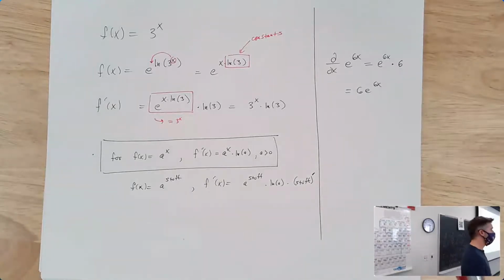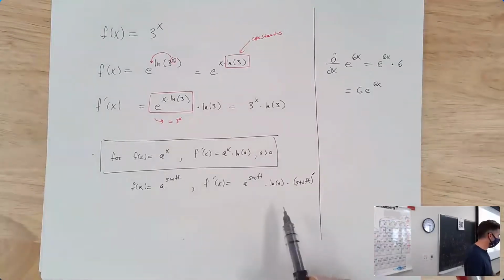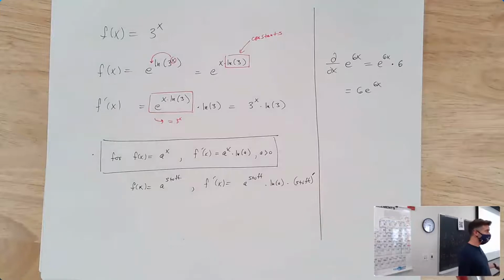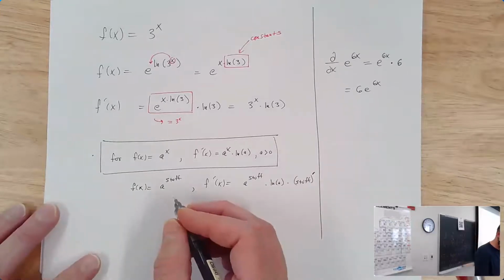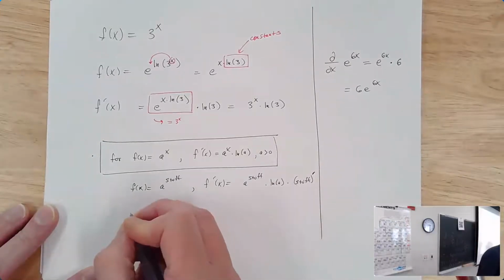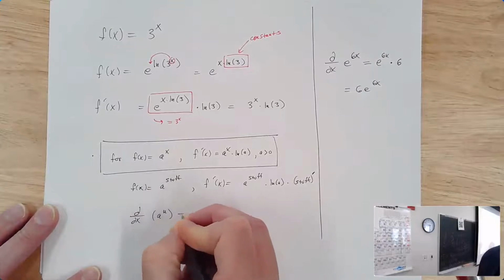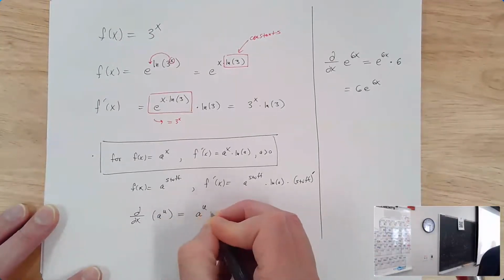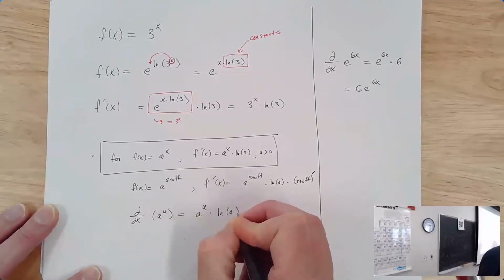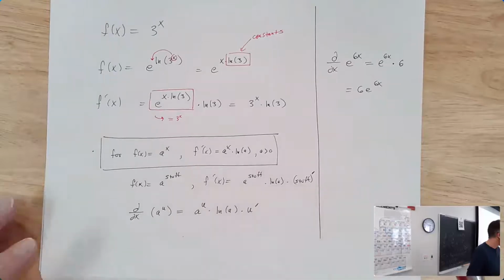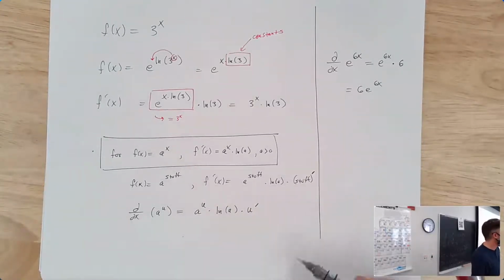A lot of books will use a u instead. Well, no books are using the word stuff, right? Like nobody's writing this in their textbook. But a lot of books will use u instead. So you might see this in a book as, for example, if you have the derivative of a to the u, it's going to be a to the u times the natural log of a times u prime. That's how a book might write it instead of this funky way I'm writing it here.